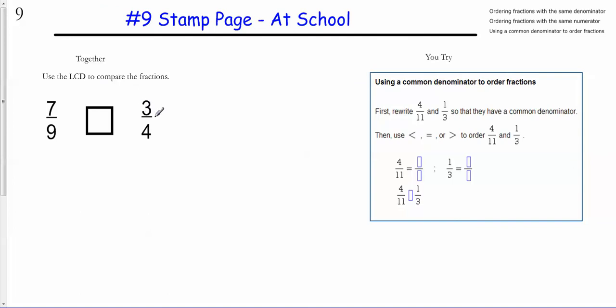Okay, so this is the stamp page. So this is what you're doing at school tomorrow.